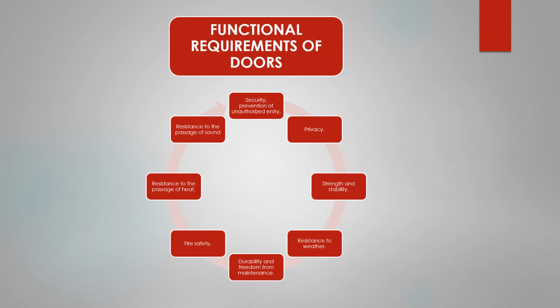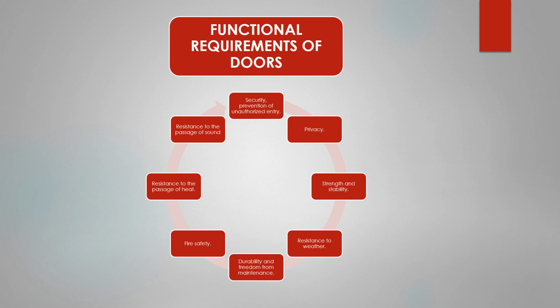Guys, let's look at functional requirements of door. A door, for it to function properly, it must observe the following functional requirements. We'll start with strength and stability. For a door to function very well, it should be of maximum strength and should be stable in order to support its own load and the loads from the frames and ironmongeries.